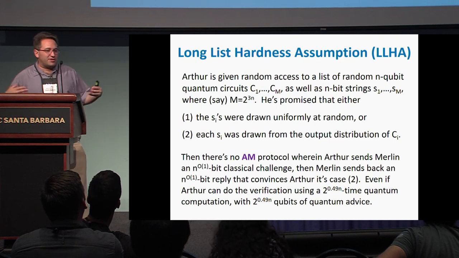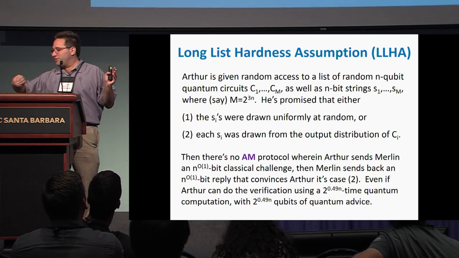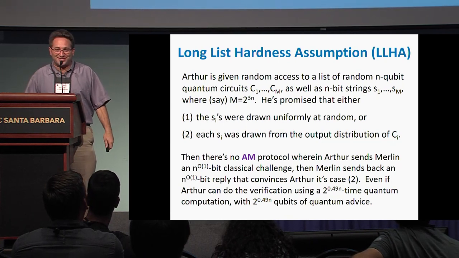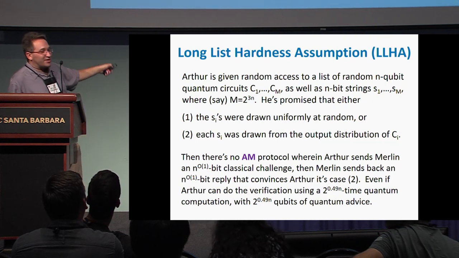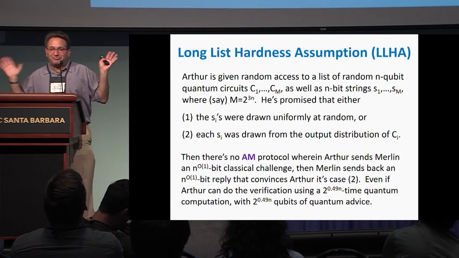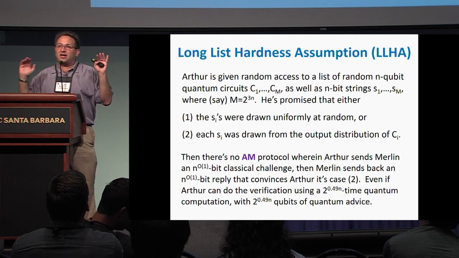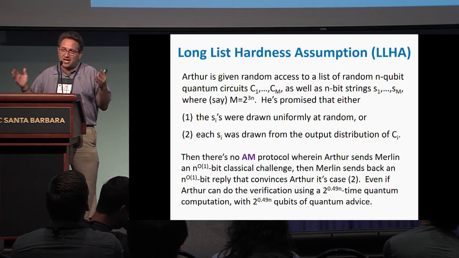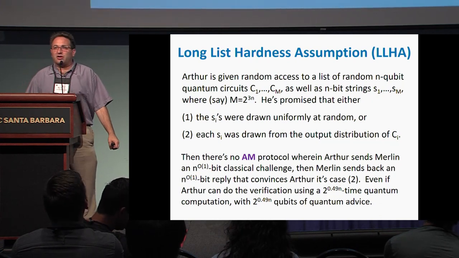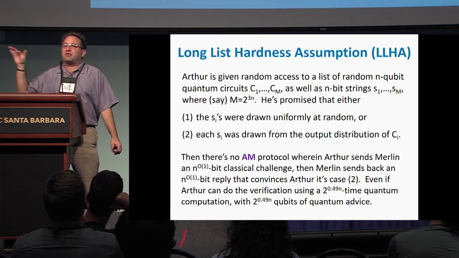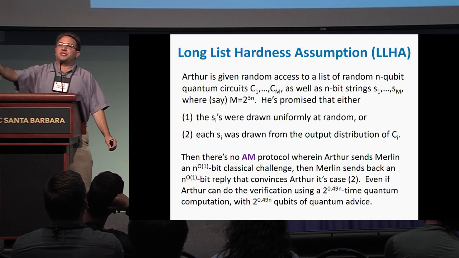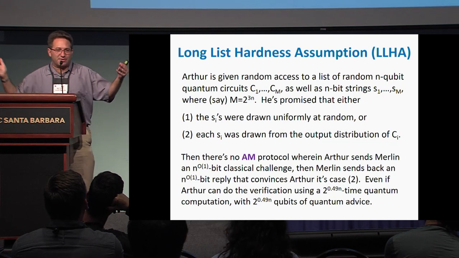Okay, so then we have to make some hardness assumptions. And I'm going to warn you that the hardness assumptions that I currently know suffice are strong ones. So this is my first assumption. I call it the long list hardness assumption, or LLHA. What it says is, look, if I give you a random quantum circuit and I give you an n-bit string, it should be hard for you to determine whether that string was chosen uniformly at random or whether it was sampled from the output distribution of that quantum circuit. Sounds pretty plausible, right?